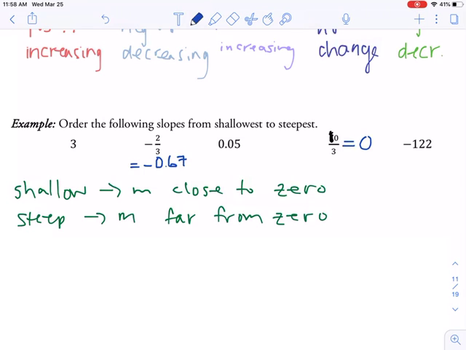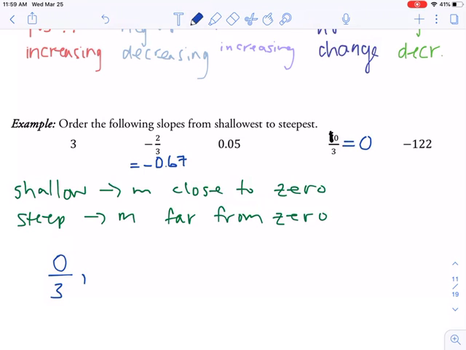Okay, and so now that these are all in decimal form or similar, whole number or decimal, then we can compare them. So the question asks us to start with the shallowest and end with the steepest. And so since the shallowest is the closest to 0, we're going to look at what's the closest to 0. And because we actually even have 0 in this question, then that's definitely the shallowest line because it is literally flat. Okay, so 0 over 3.